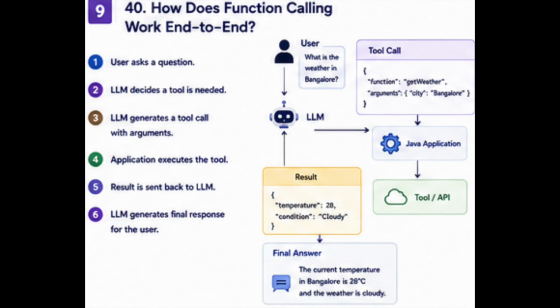The result may be a JSON where temperature is 28, condition is cloudy. The result is sent back to the LLM. The LLM then generates the final response. The current temperature in Bangalore is 28 degrees Celsius and the weather is cloudy. This is the complete function calling flow.